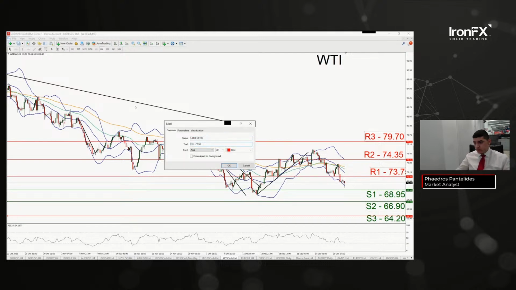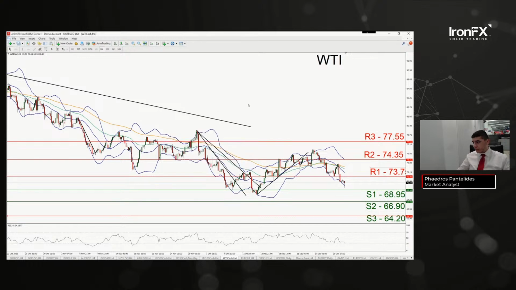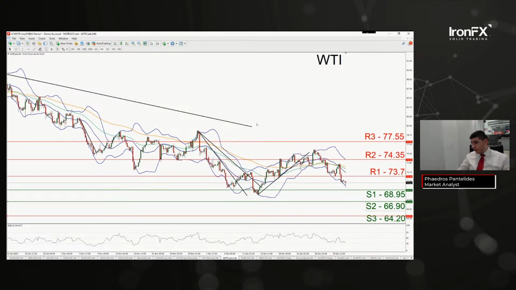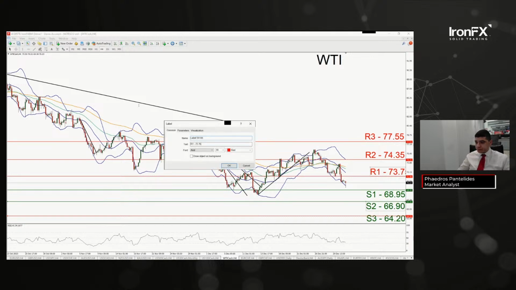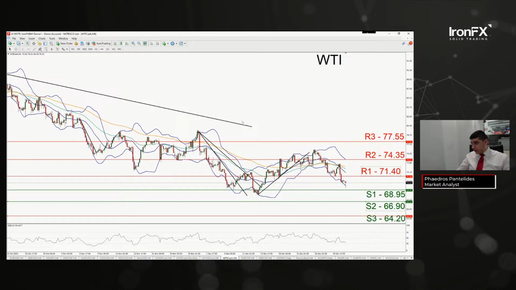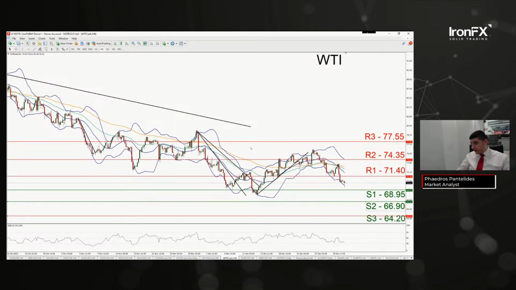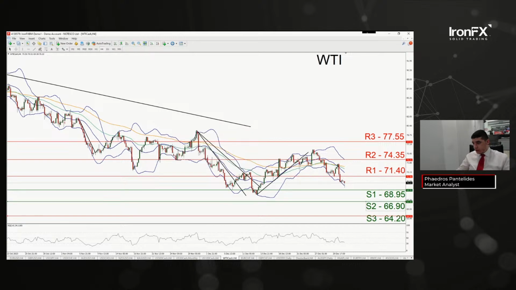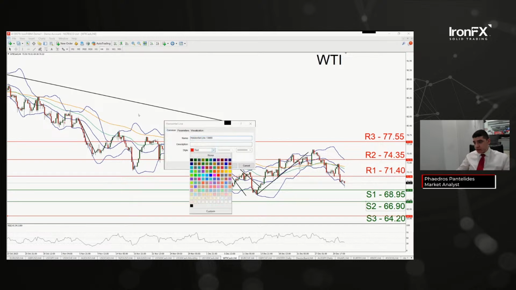So for now, that would be R3, 74.35, R2, 71.40, R1, and then S1 68.95, S2 62.90, and then S3 64.35. Actually 30 if we round it up. That's green.